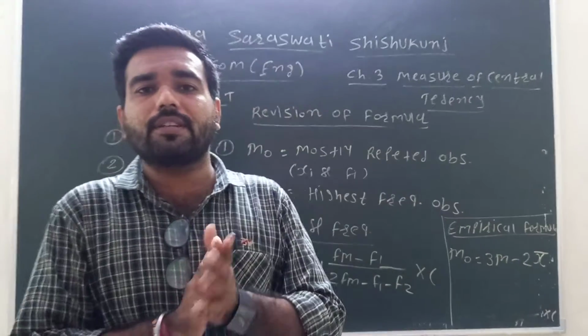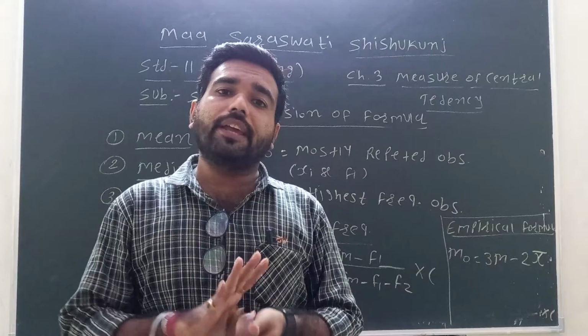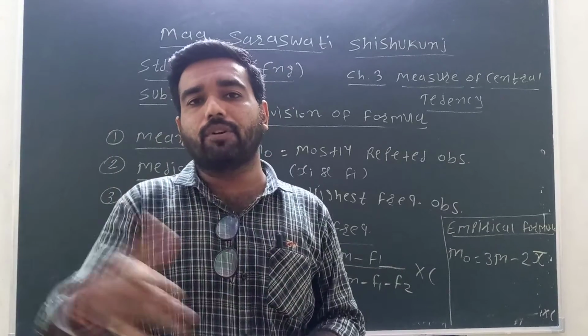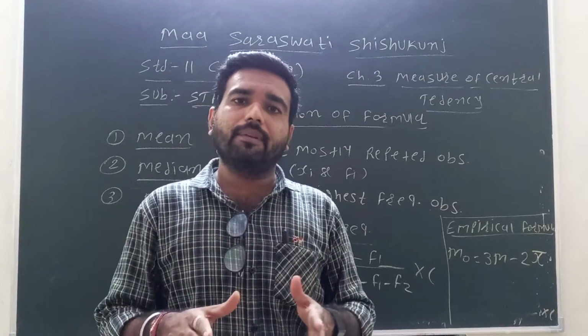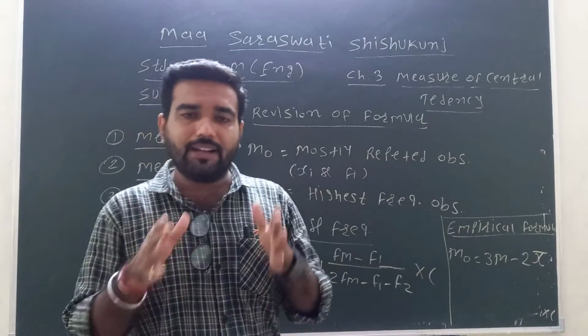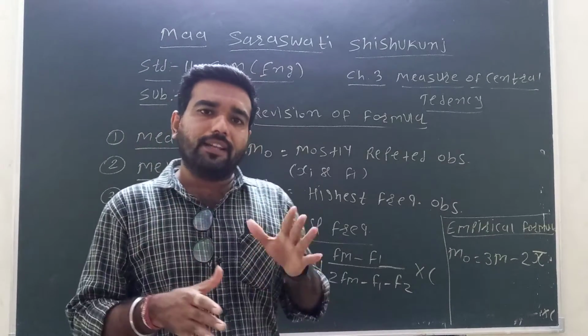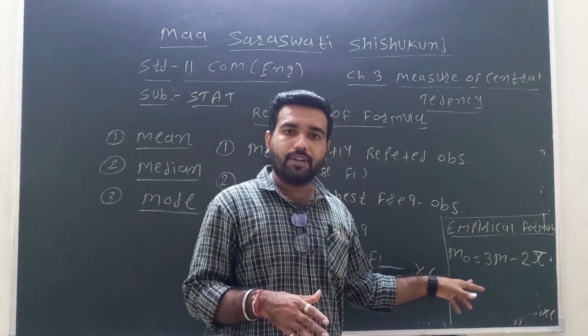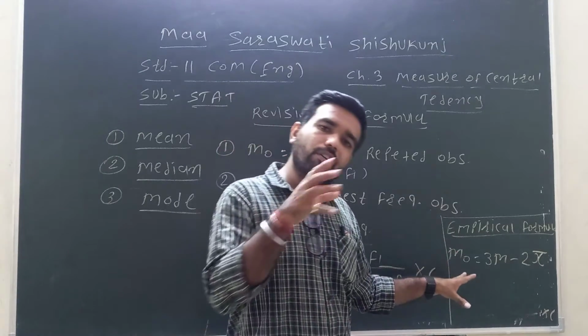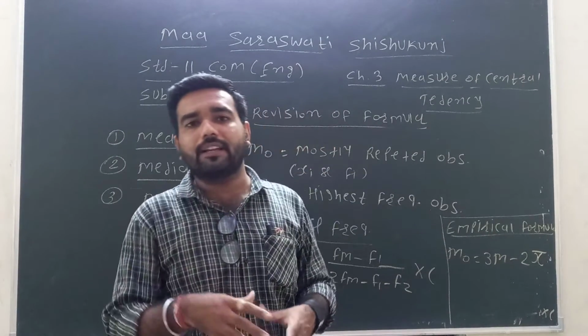And in some questions, they ask us to find the mean, median and mode in one question. So at that time, first we find the mean x bar, next the median M, and third the mode MO. At that time we can also use this formula 3M minus 2x bar.